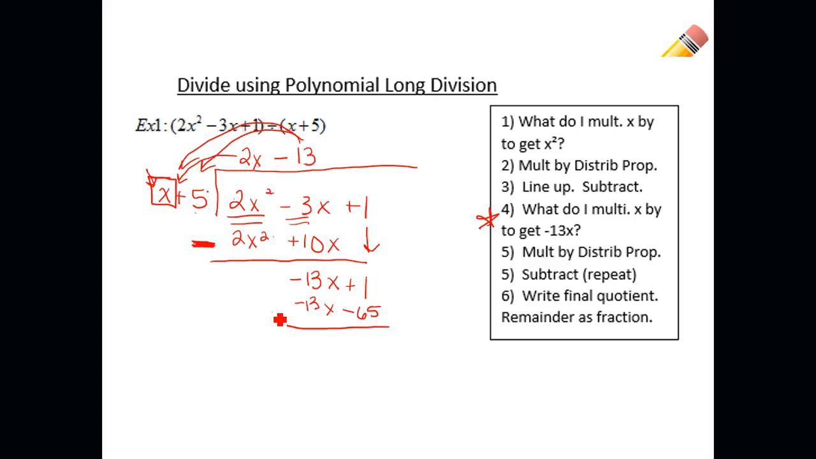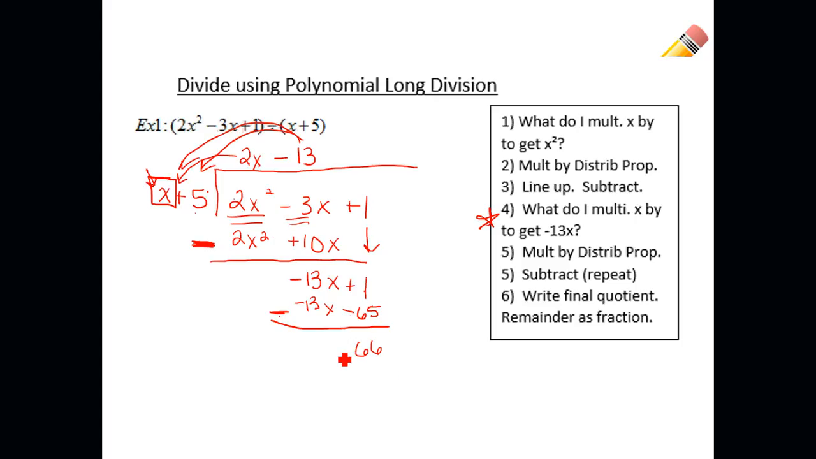Now, once again, I'm going to subtract: negative 13x minus negative 13x. A minus and a negative becomes an add, right? And 1 minus a negative 65. Again, subtracting a negative becomes an add. So this is 66. So my remainder in this case is 66.